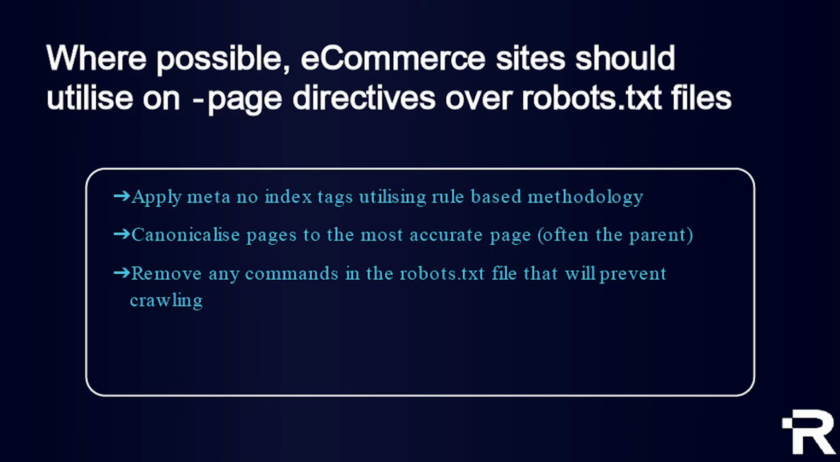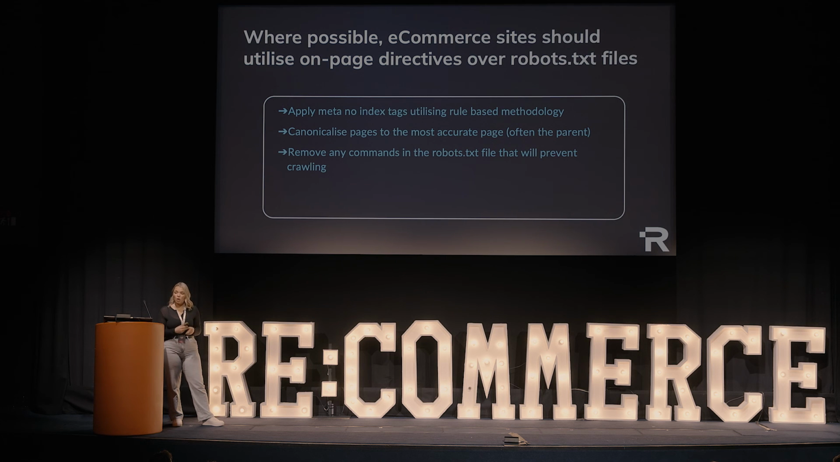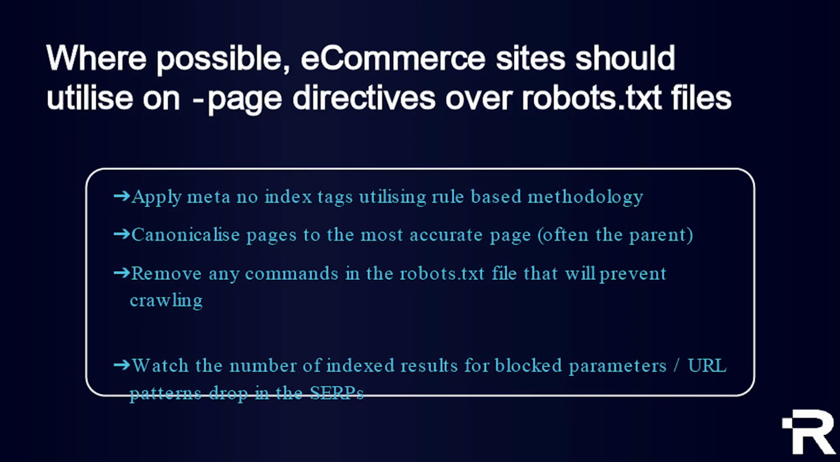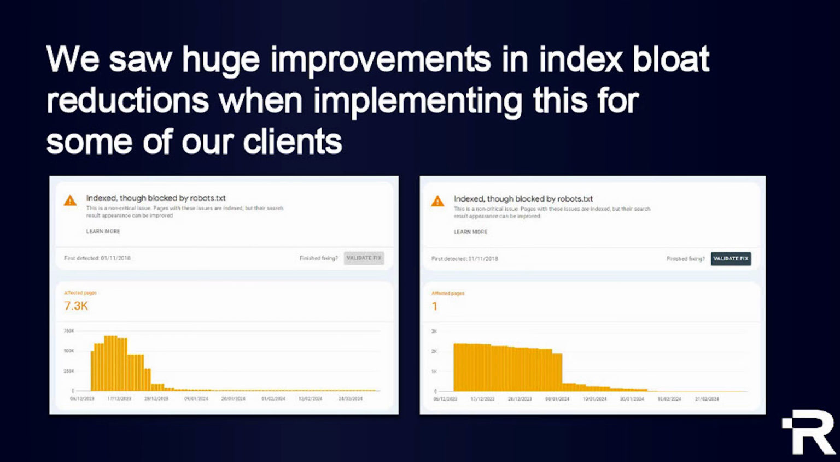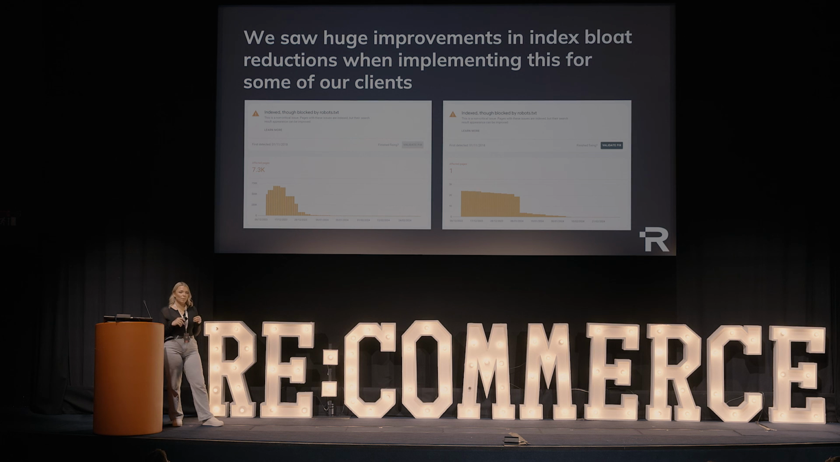So where possible, use on-page directives instead of your robots file to try and prevent indexing and crawling. Canonicalize the pages to the most accurate one. This is typically going to be the parent, but if you've got an alternative PLP, then it might be that one. And remove any commands in your robots file that are preventing crawling of that page. You should be able to just watch the number of indexed results blocked drop in the SERPs. We did see some improvements for a couple of our clients where we'd basically stripped back their robots files and focused on on-page directives instead. And now their Search Console dashboards are nice and clean and they've got minimal index bloat.